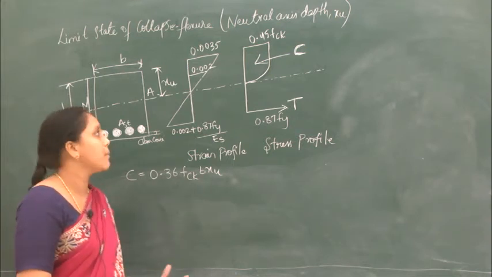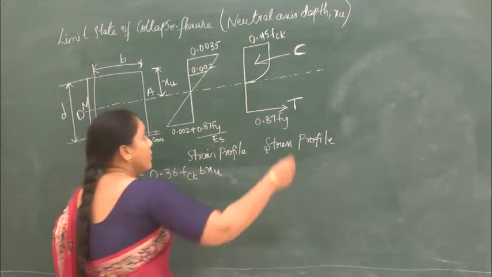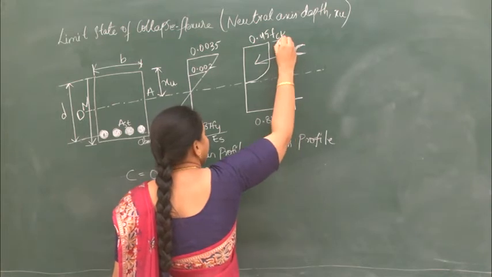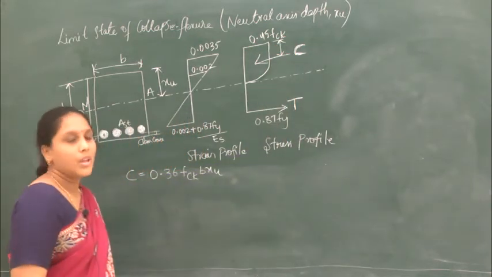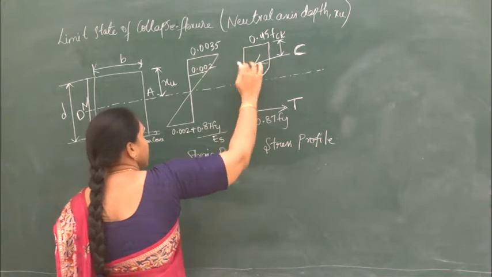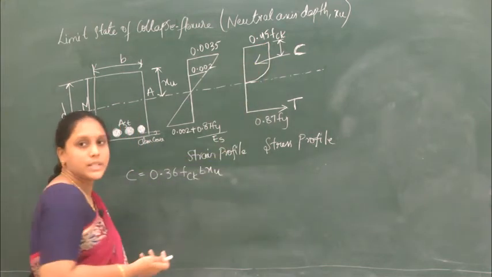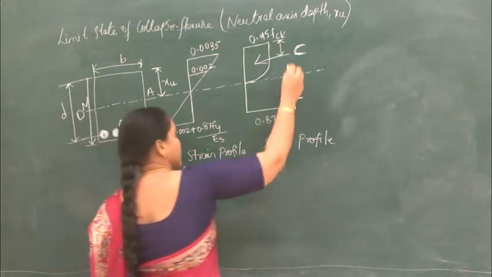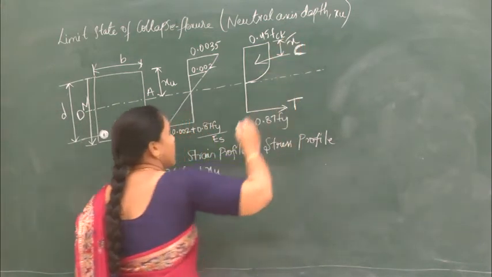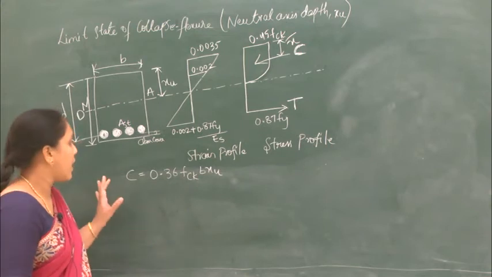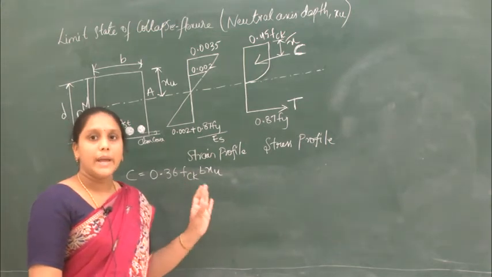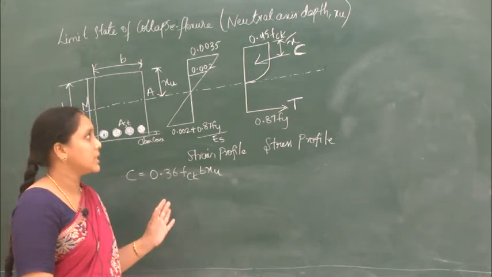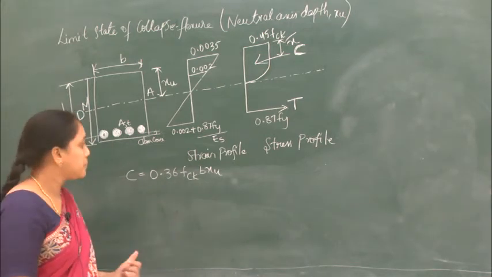from the topmost compression fiber. That is, we have to calculate this particular distance. So a compressive force is acting in this particular area, but at what distance is it acting? That is what we have to find out now. So let this distance be x bar. We have to find out the x bar, the distance at which this compressive force C is acting.